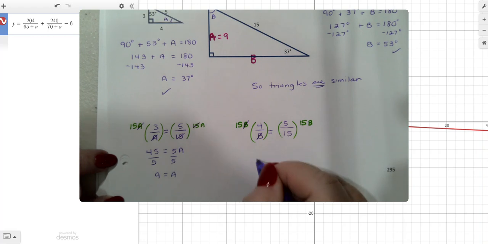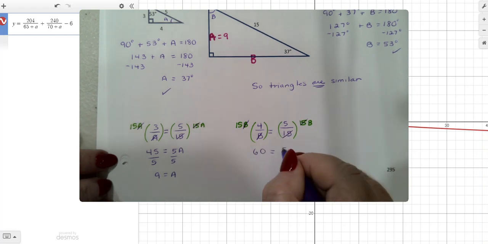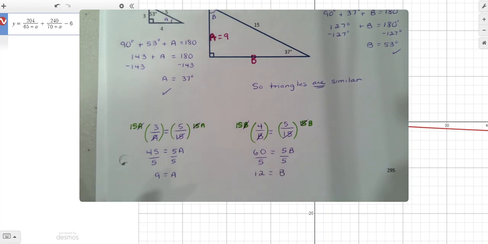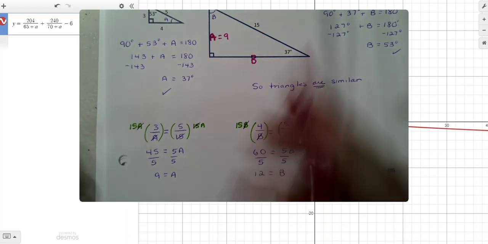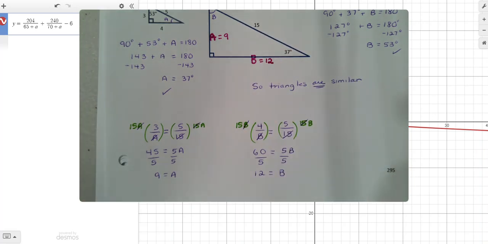So 15 times 4 is 60 equals 5B. And dividing by the 5 does give me the 12. Again, it's not surprising. We kind of predicted that. But that just shows you how to set it up mathematically.